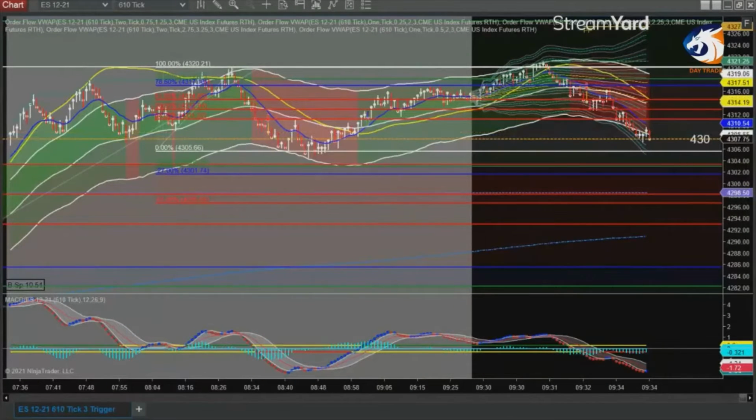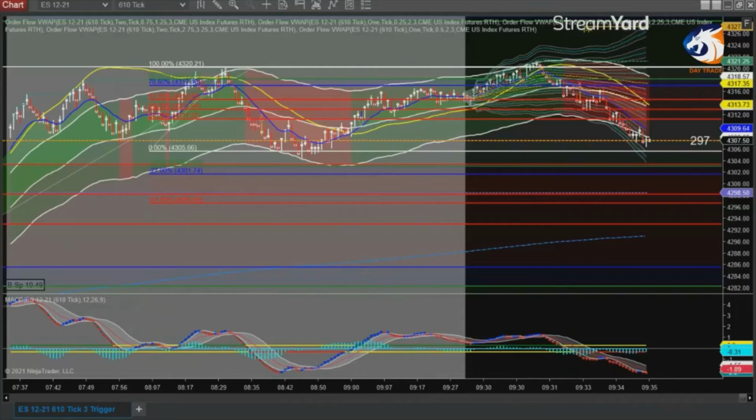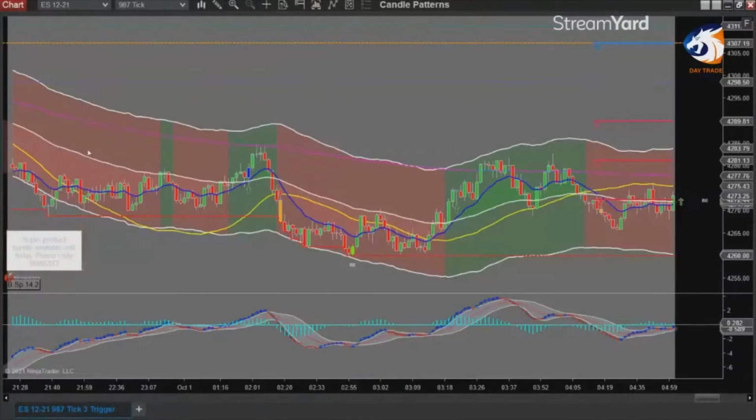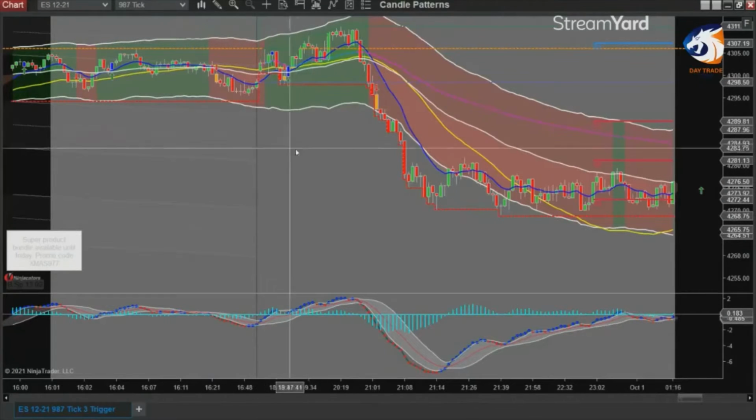So with that said, let's look at how the market moved. A lot of movement during the overnight session. Let me see if I can find it here. I had it here before. Right here. Let me pull this over right there. And you can see a lot of movement starting from the opening of the overnight session.